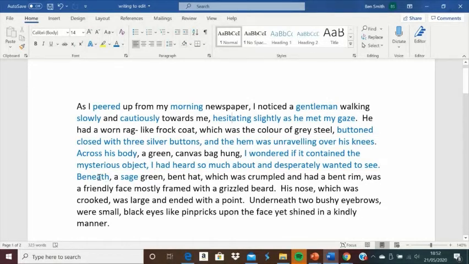Again, instead of using he has, I've used a prepositional adverb. So beneath here, a sage, bit more detail, what type of green was it? A sage green bent hat, which was, again, relative clause, which was crumpled and had a bent rim. And underneath that was a friendly face, mostly framed with a grizzled beard. Again, that up-leveled vocabulary that I've learned today. So you can see, and it still needs more work.